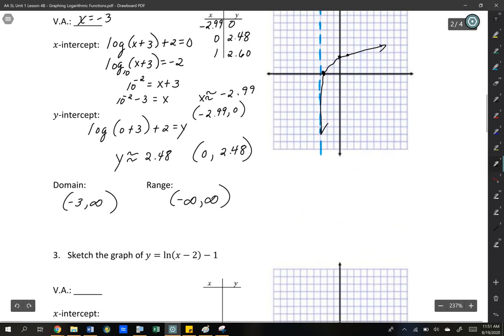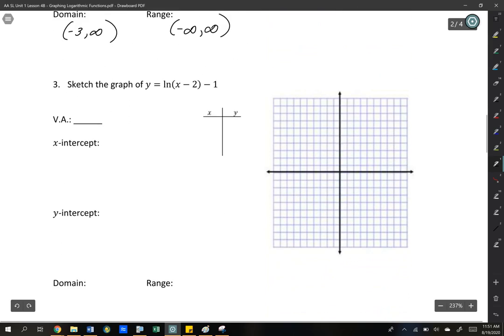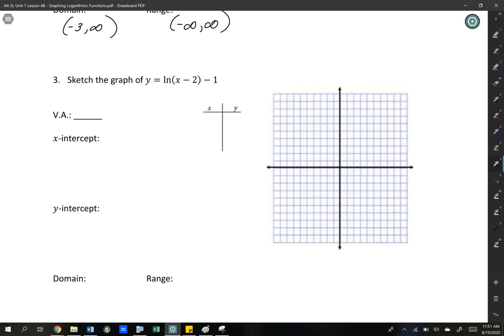Now, it doesn't matter what base we're talking about when we're looking for the vertical asymptote. For number 3, we have log base a, ln. The vertical asymptote will be the opposite of what's inside with the x. So we're going to have x equals 2. We can find the x-intercept by setting the entire equation equal to 0.